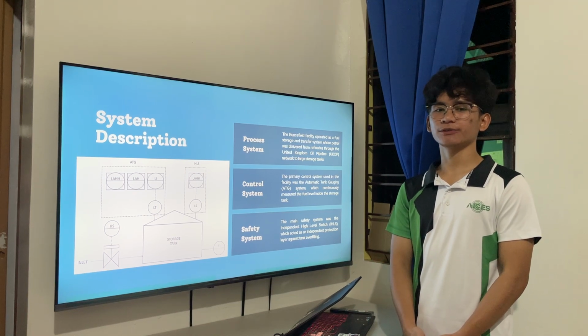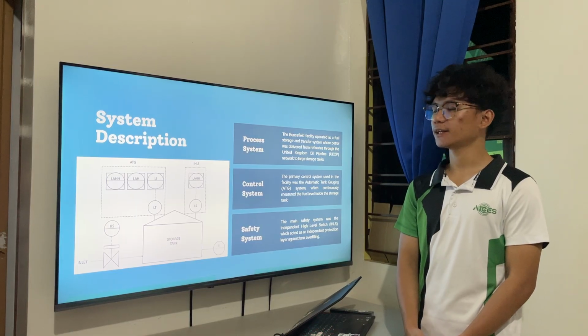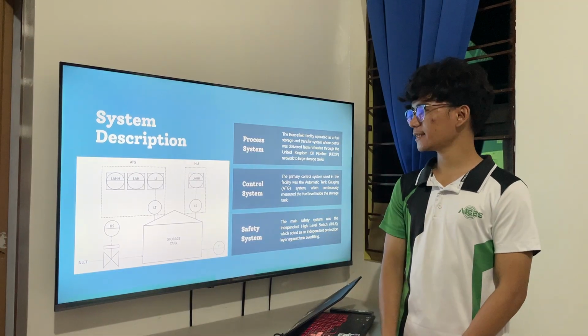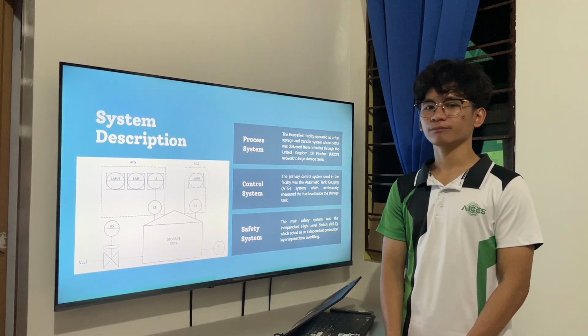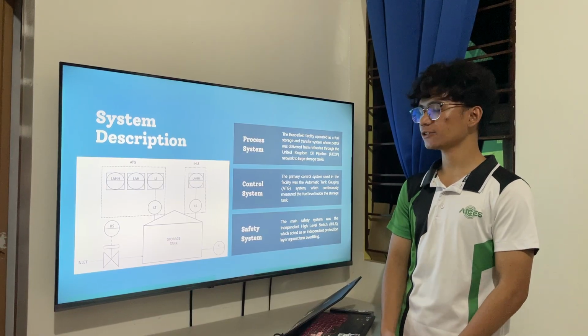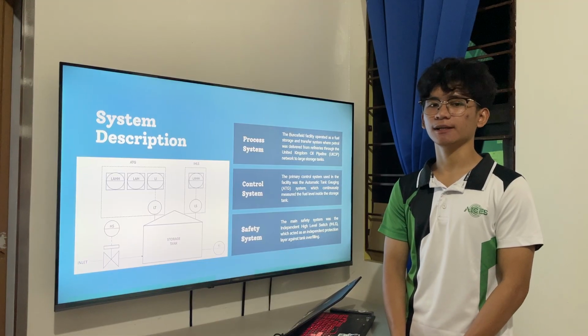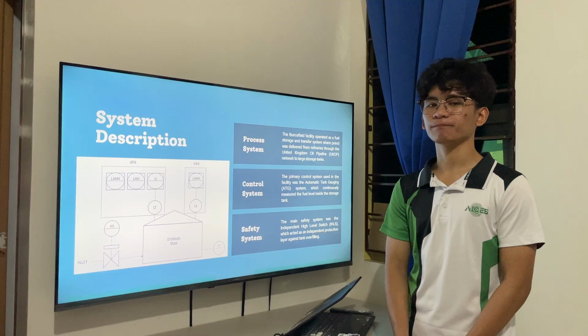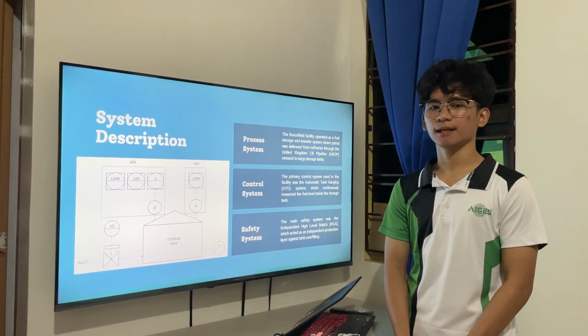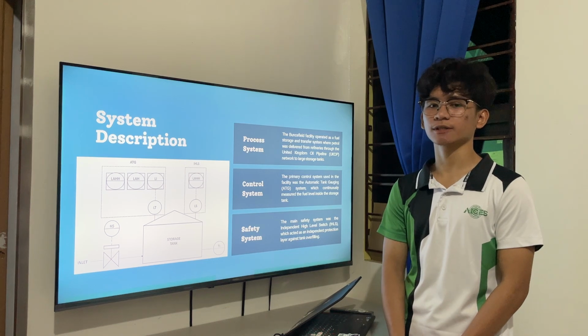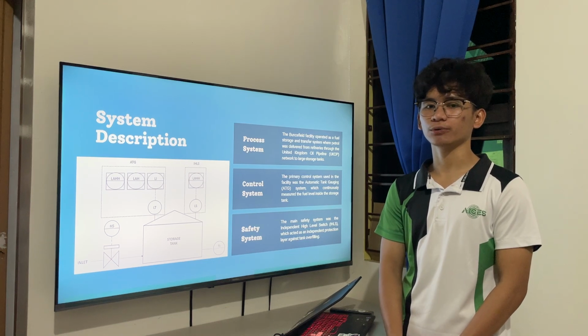The primary control system used in the facility was the automatic tank gauge or ATG system. The ATG system is located in this part of the P&ID, where we can see the LT, the level transmitter, to provide operators with real-time level indication and alarms. The LAH is the high-level alarm, triggered when the fuel level reached a predefined high level below the tank's maximum capacity, and the LAHH is the high-high level alarm, a final warning indicating that the tank level was approaching the critical point where overflow could occur.